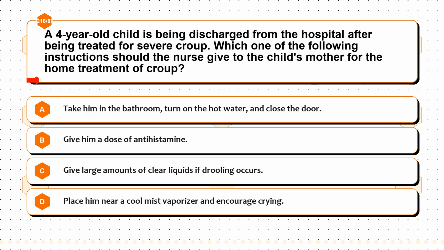Question 18. A 4-year-old child is being discharged from the hospital after being treated for severe croup. Which one of the following instructions should the nurse give to the child's mother for the home treatment of croup? Here are the options. Option A. Take him in the bathroom, turn on the hot water, and close the door. Option B. Give him a dose of antihistamine. Option C. Give large amounts of clear liquids if drooling occurs. Option D. Place him near a cool mist vaporizer and encourage crying.